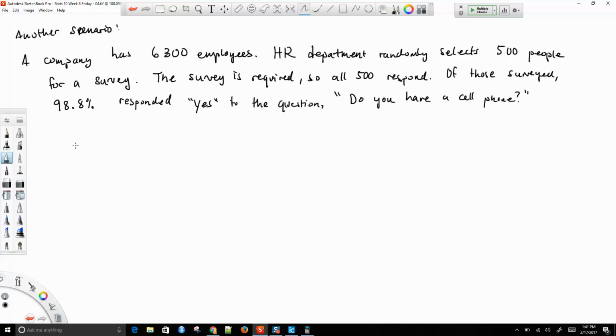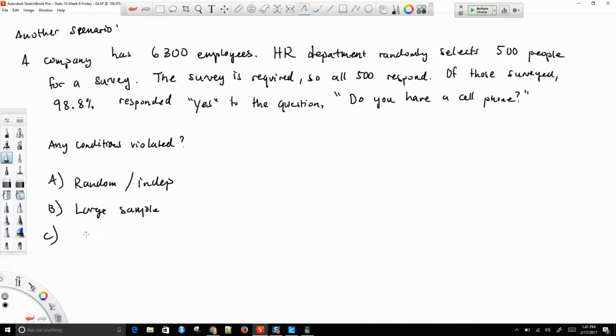Okay, so any conditions violated here? Yeah, which one's violated? Okay, so we have random and independent. We have large sample. C is big population. And D is no conditions violated. No, not a question mark. Okay.